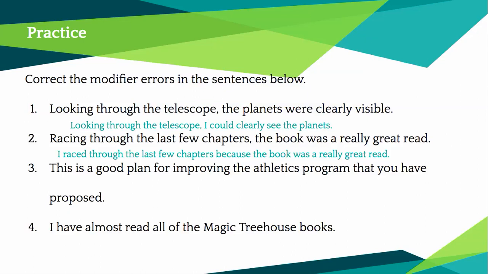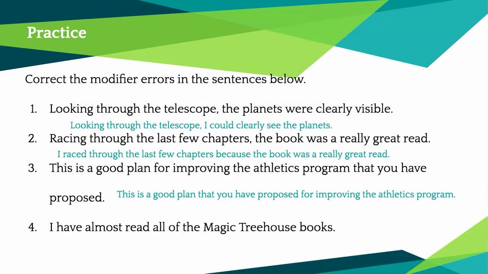Number 3, this is a good plan for improving the athletics program that you have proposed. Well, they may have proposed an athletics program, and if that is the case, then the sentence would be correct. Probably what they've proposed is the plan rather than the program. So we need to move that clause. This is a good plan that you've proposed for improving the athletics program. You could actually make it even better by saying you've proposed a good plan for improving the athletics program, because that's going to make it clear and more concise.